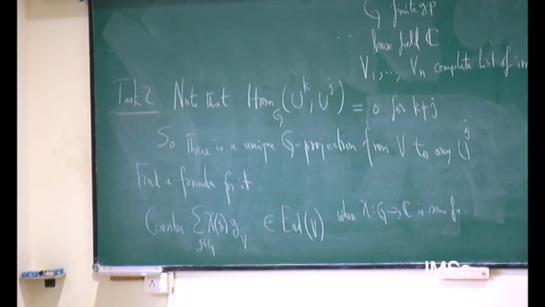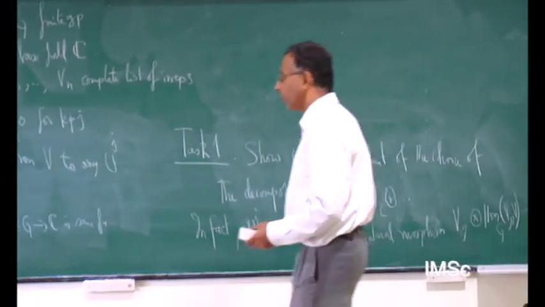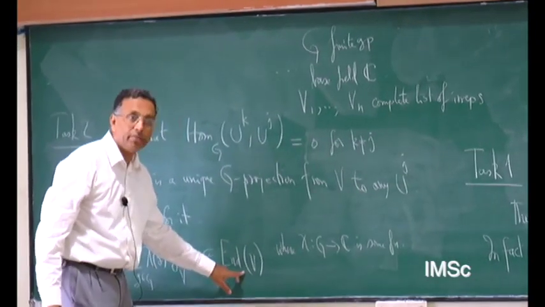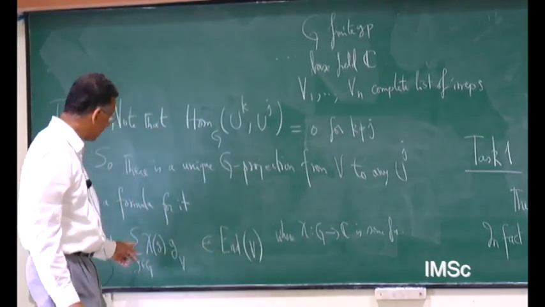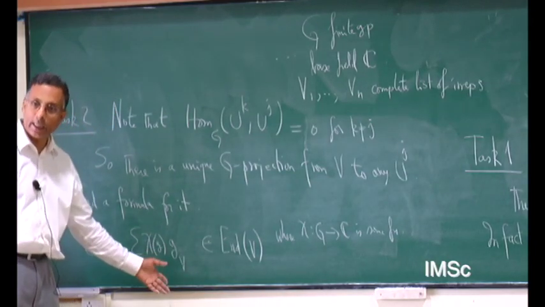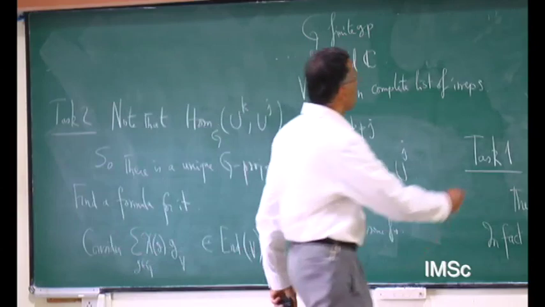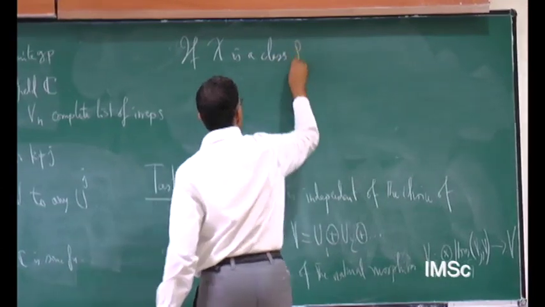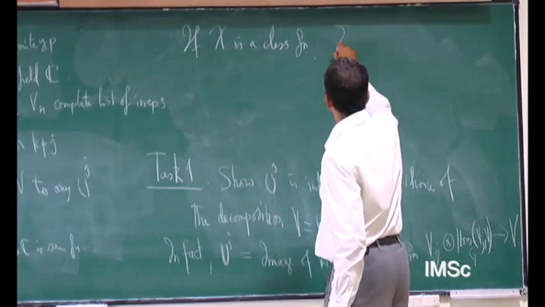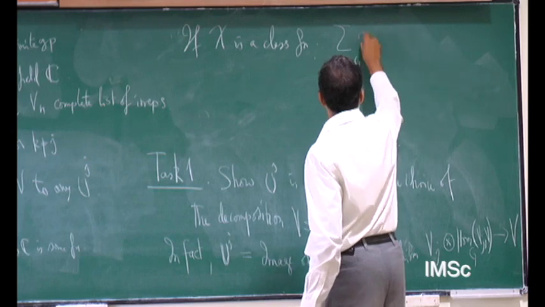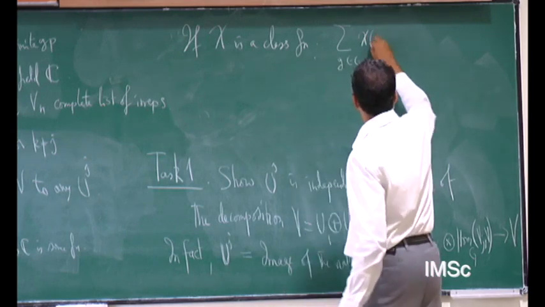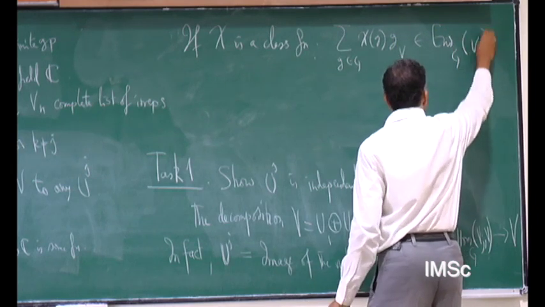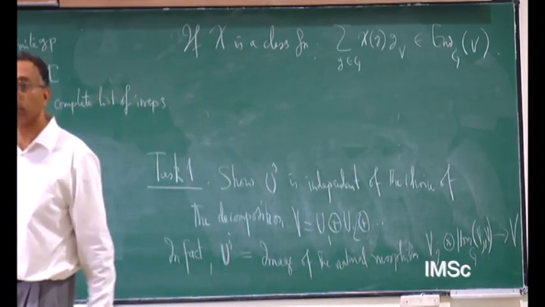So my attempt therefore is to try and compute. Okay, so see, this is a G projection, therefore I want an element of End_G(V), right? So it is natural to try to take a class function here in End_G(V), right? Okay. So if chi is a class function, then this thing commutes with all elements of G, right?